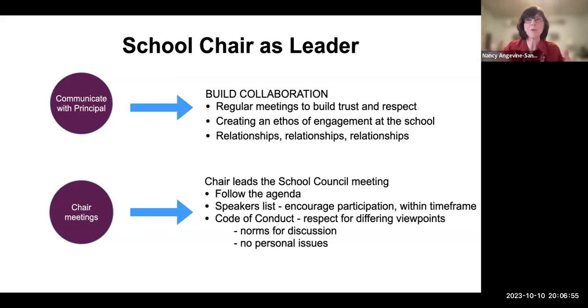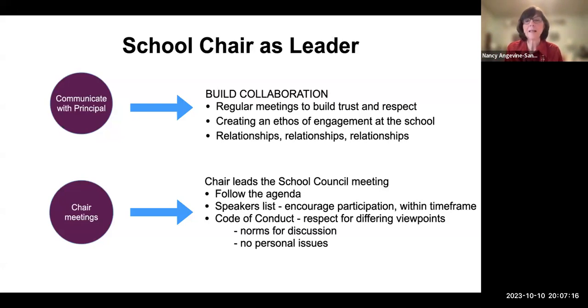Is somebody talking more than someone else? Does someone look like they would like to say something? Is everyone encouraged to participate within the time frame that you have set up? And it's also your job to make sure that the code of conduct and the code of ethics is being followed at every council meeting.